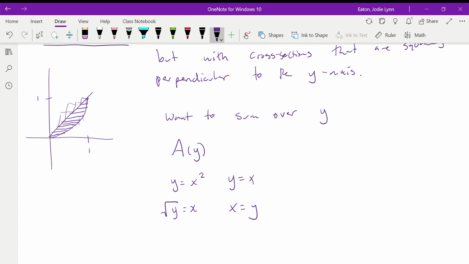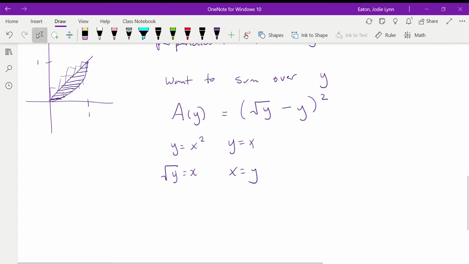So to find our area, it's going to be the difference between these two functions, and because we're finding the area of a square, it's going to be that distance squared. The distance is the base of our square, and the height is the same. We're going down, so the y-axis is where we're centering ourselves. We know that radical y is bigger than y for anything that is a fraction. So we are going to take radical y minus y, and square it. That's our A of y.